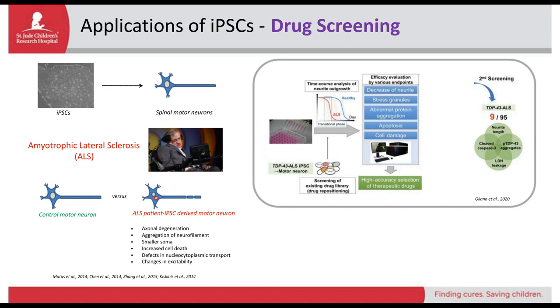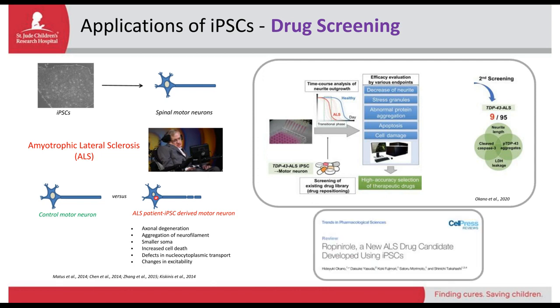They were able to identify 95 compounds, which were then screened again through motor neurons made from a second patient carrying a different ALS-specific mutation. And finally, they narrowed it down to 9 compounds, and then finally one compound, ropinirole, which is a known anti-Parkinson's drug, which is now currently in clinical trials for the treatment of ALS.